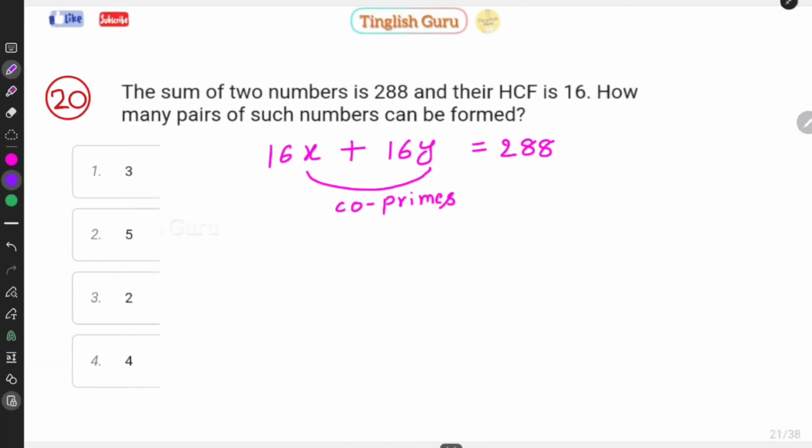Next, here it is given the sum of two numbers is 288 and their HCF is 16. So how many pairs of such numbers can be formed? If the HCF is given as 16, then the numbers will be in the form of 16x, 16y. But in the question it is given that their sum is equal to 288. Therefore 16x plus 16y is equal to 288.